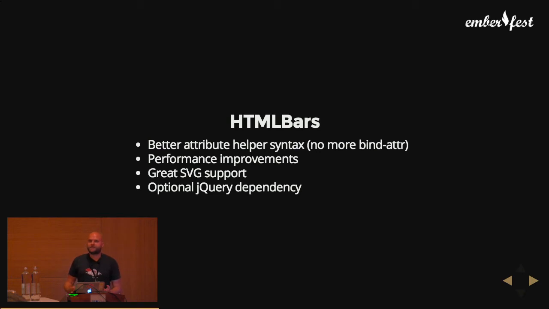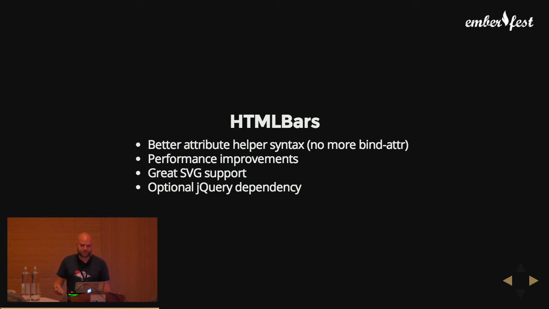Basically, some of the big complaints people had about our templating system were, one, the script tags. So we knocked that one out, so that's good. But we also don't know currently where helpers are being used. And so that necessitated this bind-attr helper that you guys are probably familiar with. And so what HTMLBars buys us, in addition, is contextually aware helpers. So we'll know when you're using mustaches inside of an element's attribute definition versus inside of the content of that element.